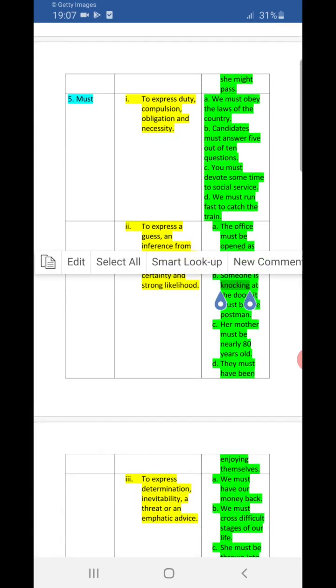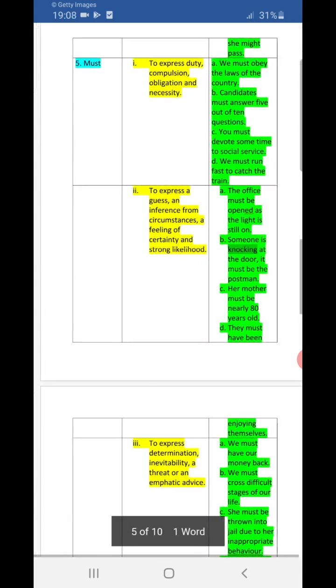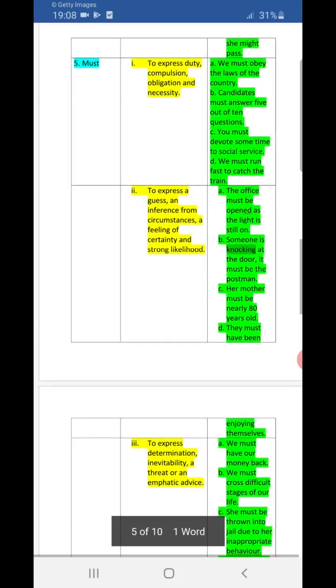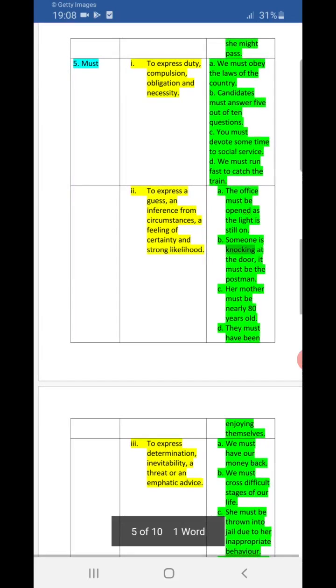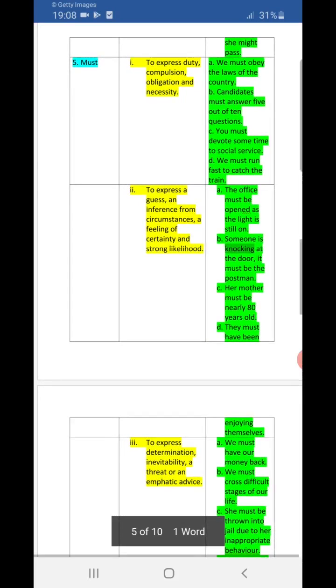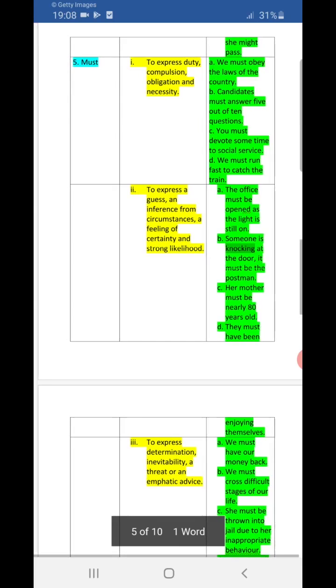Example number A, over here. The office must be opened as the light is still on. So it's basically a guess. A guess that someone is making, that if the light of that office or of a certain place is still on, then it must be open.